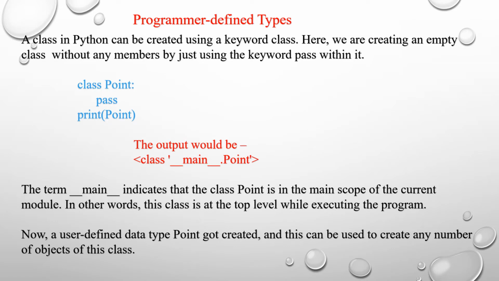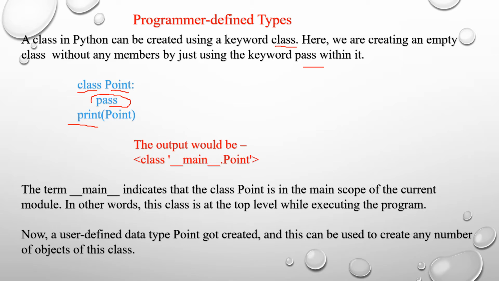A class in Python can be created using the keyword class. Here we are creating an empty class without any members by just using the keyword pass within it. So if you want to create an empty class, we have to use pass within it. So this is the keyword class and this is the name Point, and here I am passing the pass, and this is my print statement.